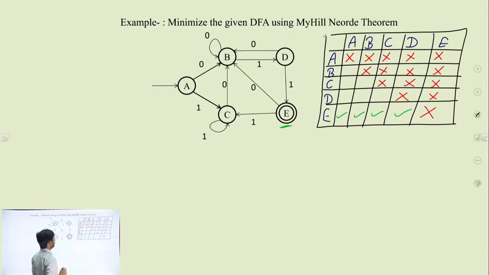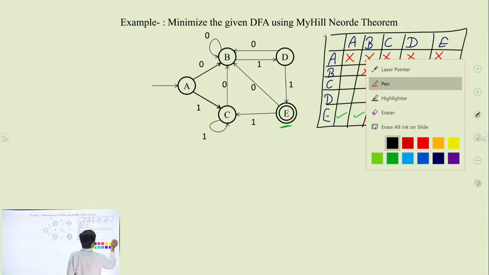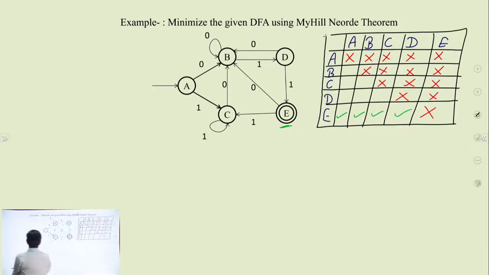What are the other pairs which are not marked? AB, AC, BC, AD, BD and CD. So make all the pairs and see all the transitions for them. What are all the pairs which are not marked? AB.